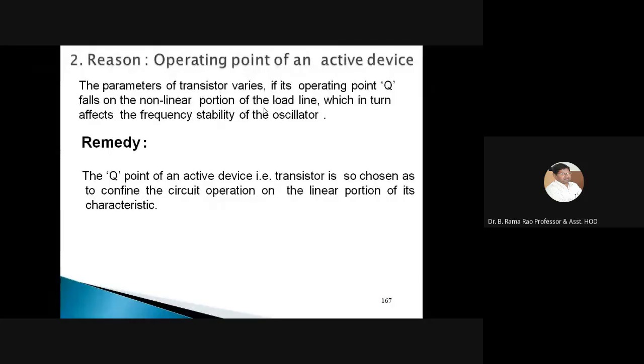That is another reason. So another remedy is that you have to maintain the Q point of an active device, the transistor, such that the circuit operation is confined to the linear portion of its characteristics.